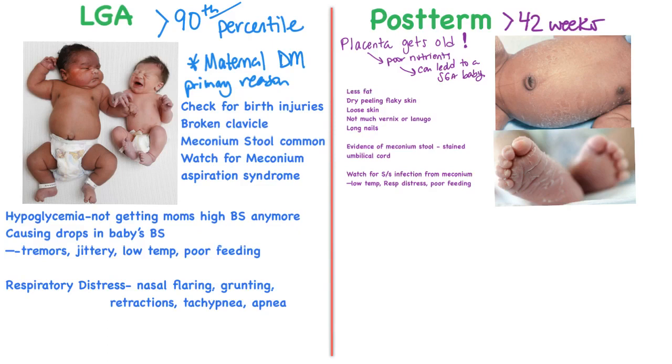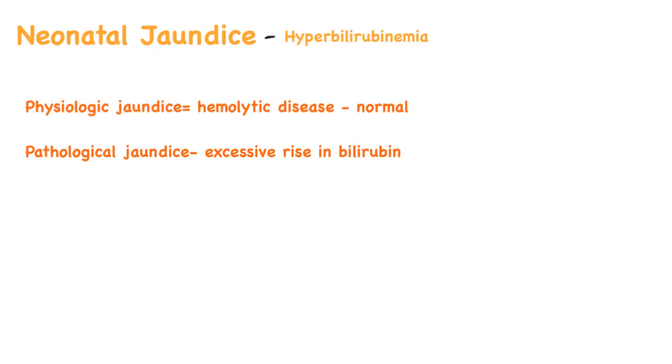Let's look at neonatal jaundice, also called hyperbilirubinemia. There are two types of jaundice. The first one is physiologic jaundice, which is a normal occurrence in the newborn period, or pathologic jaundice, which is a serum bilirubin level that rises excessively, and this can actually cause neurotoxicity and kernicterus, and we'll talk about those in just a second.